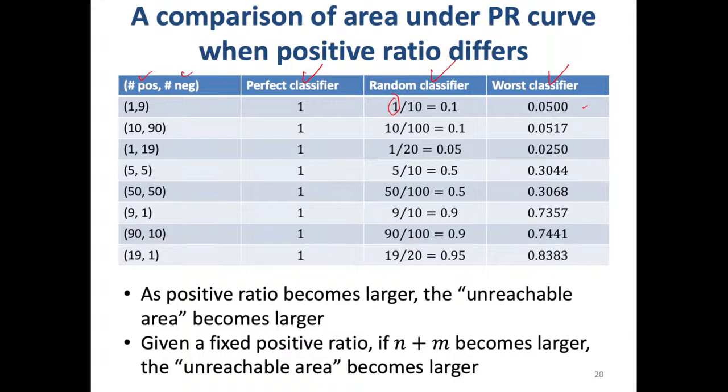And if we fix the positive ratio, for example, here, the positive ratios are both 0.1. In this case, if n plus m is larger, then the unreachable area will be a little bit larger. So this is a little bit larger than here, even though the positive ratios are the same. Likewise, here the positive ratios are the same, but this one is a little bit larger than this one.